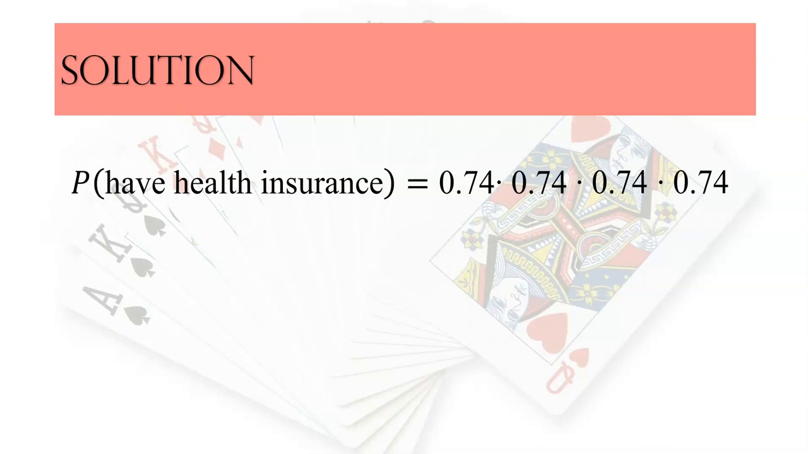So in decimal form, that's 0.74. Since there's 4 of them, I'm multiplying 0.74 times itself 4 times. I got an answer of about 0.2998, which in decimal form is fine to leave as is. In percent form, that's about 30%.